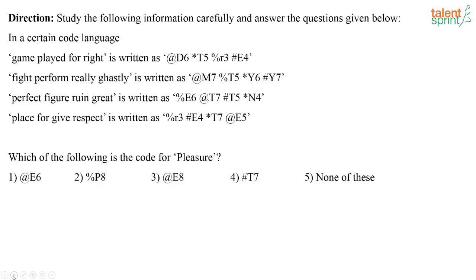Next one. What is the code for pleasure? Again, a very easy one. What is the code for pleasure? How many letters are there in this word? 1, 2, 3, 4, 5, 6, 7, 8. 8 letters are there. Last letter is E. And again, I know P is coded as @ of. So the answer is option 3, @ of E8.